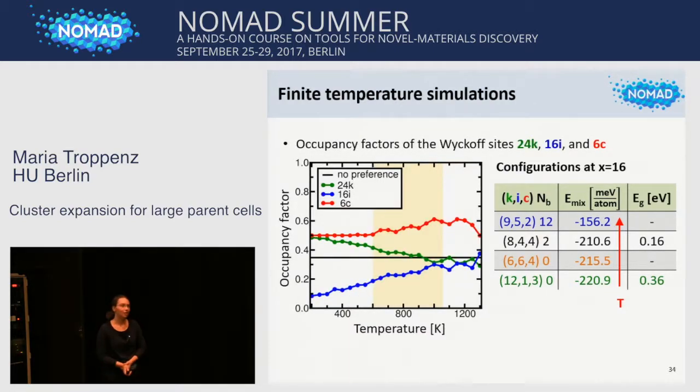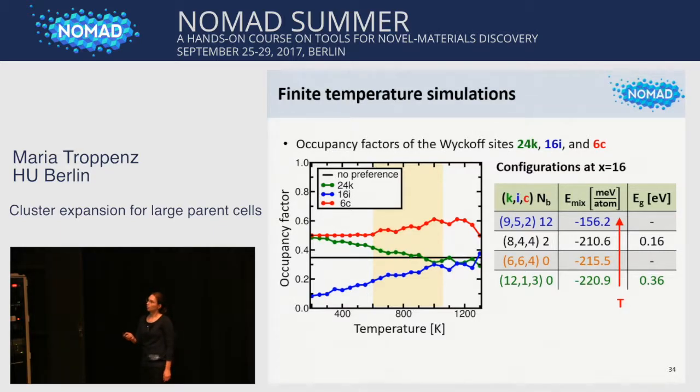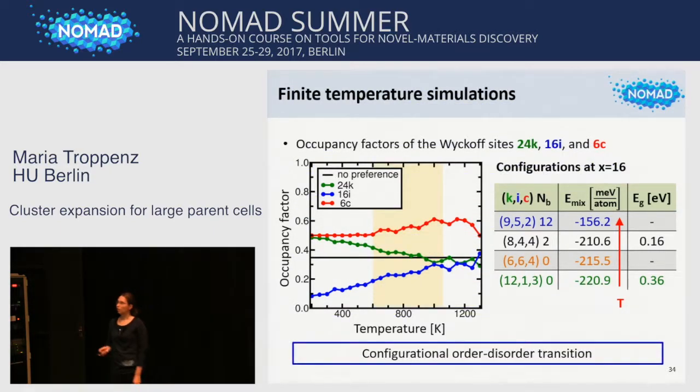If you look at the occupation factors of the 3 different Wyckoff sites, we also see a well-ordered state at the low temperature region. As I said, a half occupation of the 6C site and a half occupation of the 24K site, and only a low occupation of the 16I site. The 6C site is always preferred over all other sites. However, in the high temperature region, the 24K site and the 16I site follow a disordered behavior, and you can see the disordered behavior in this plot with the black line. This transition also happens around 800 Kelvin, and we can call it a partially ordered to disordered transition.